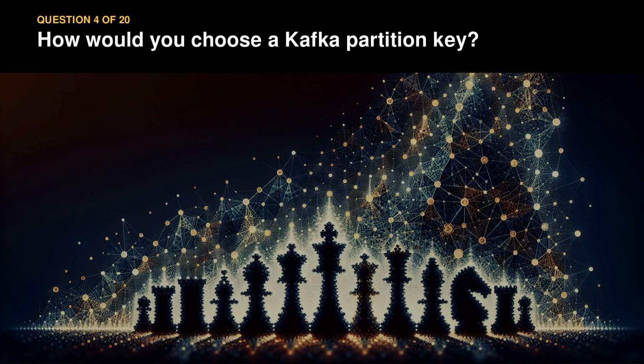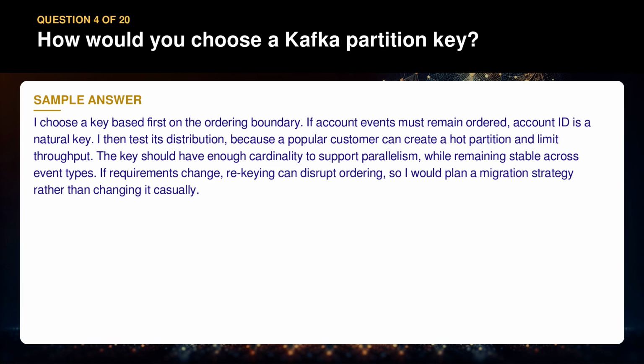Question 4. How would you choose a Kafka partition key? I choose a key based first on the ordering boundary. If account events must remain ordered, account ID is a natural key. I then test its distribution, because a popular customer can create a hot partition and limit throughput. The key should have enough cardinality to support parallelism, while remaining stable across event types. If requirements change, rekeying can disrupt ordering, so I would plan a migration strategy rather than changing it casually.